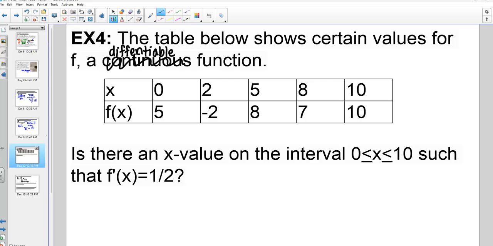Okay. Is there an x value on the interval from 0 to 10 such that f prime of x equals 1/2? So if you see a problem like this, the answer is probably yes, right? It's probably a mean value theorem problem because, let's say that we do the mean value theorem and we get a no. It doesn't guarantee it's a no at every point here, right?